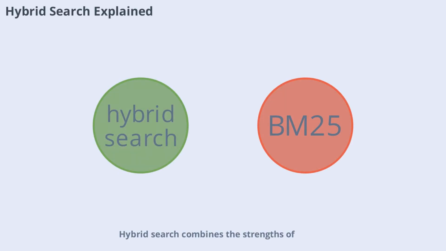Hybrid search combines the strengths of semantic vector search and traditional keyword search, such as BM25. By running both methods simultaneously, you capture both semantic meaning and exact keyword matches. However, since their scoring systems differ, a fusion method is needed to combine results effectively. This approach ensures that your RAG system retrieves the most relevant information, regardless of how the user phrases their query.